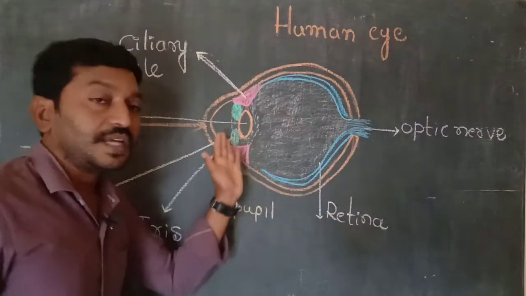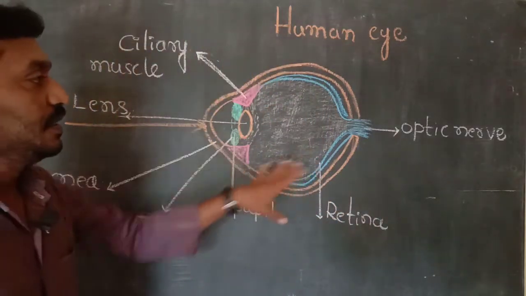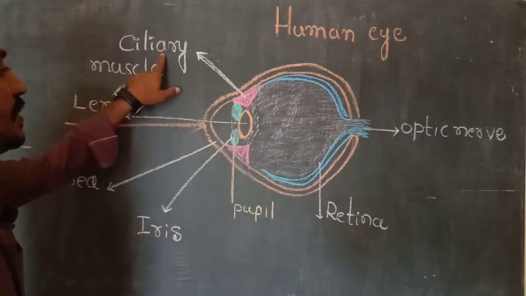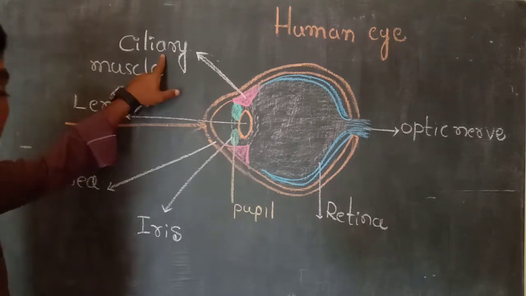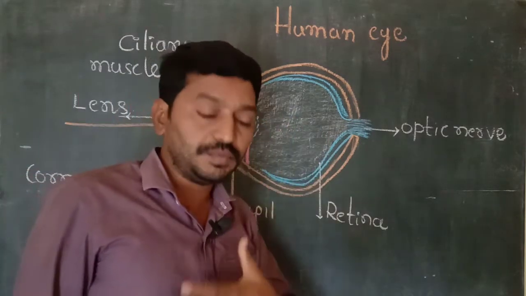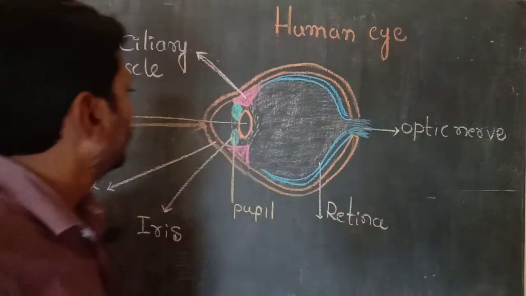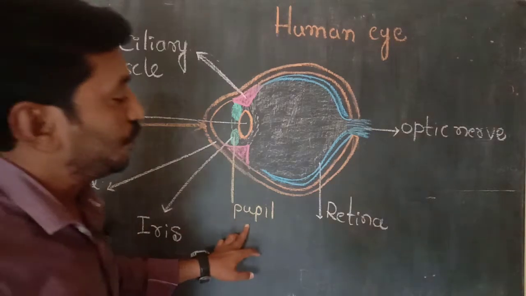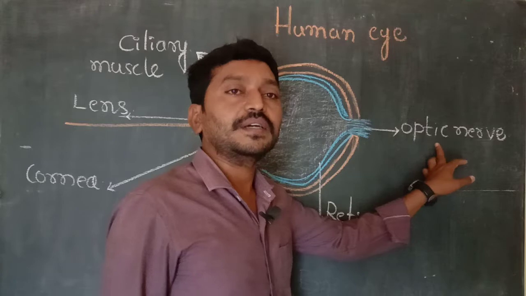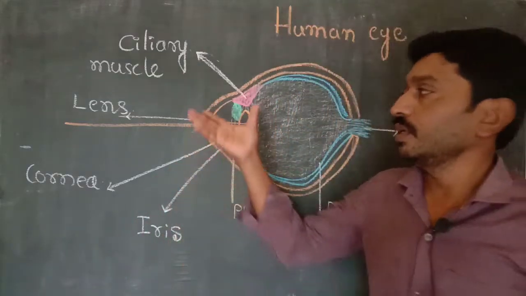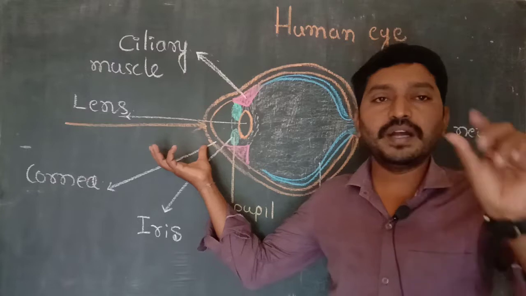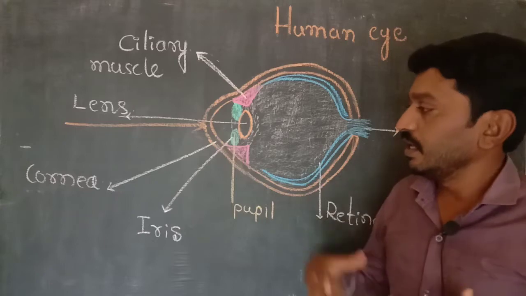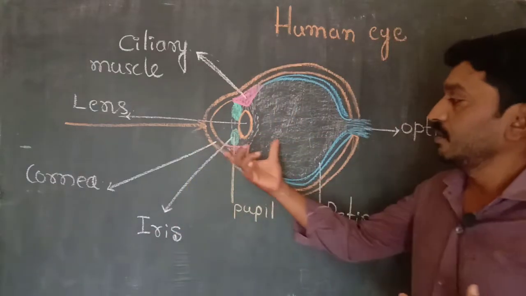So here, first I want to say the important parts of the eye. See, ciliary muscles. The human body is made up of muscles, most of the muscles, blood, bones are there. Next is the lens, cornea, iris, pupil, retina, and optic nerve. Still some more important sensitive parts are there, so we will discuss in the next session. So now let us discuss the eye one by one.